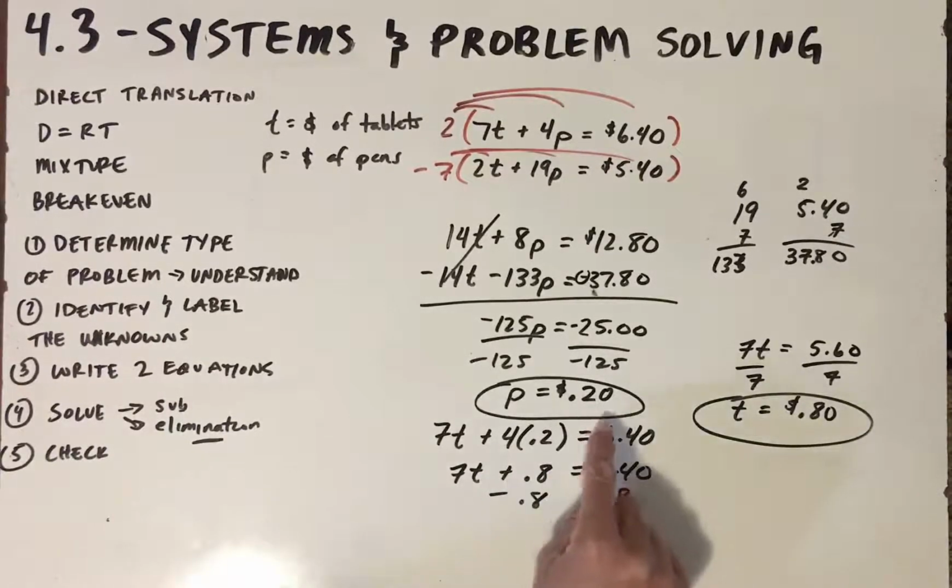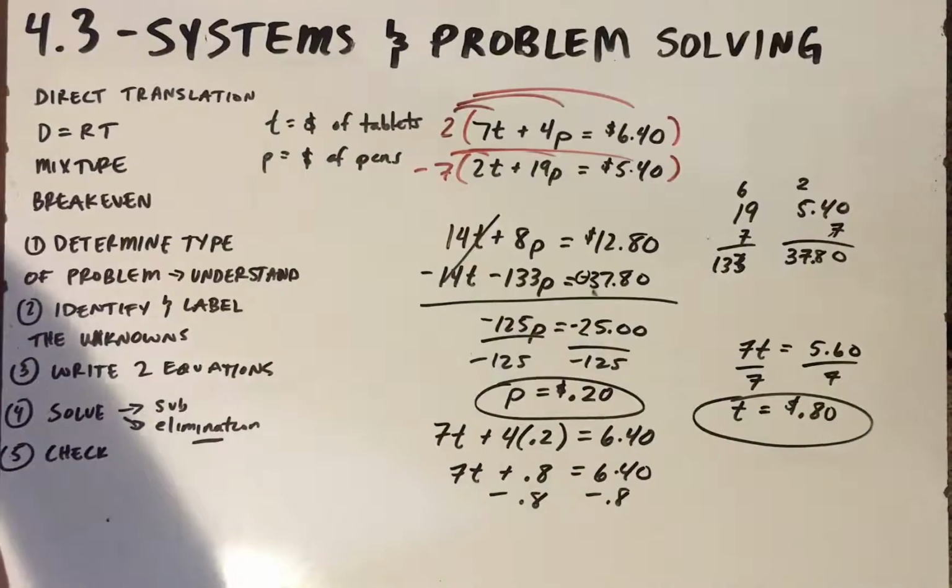So pens cost 20 cents and tablets, writing tablets or notebooks, cost 80 cents a piece. All right, and the question said find the price. So the price is the unknown, not the number. Again, apologize for that. All right, the next problem is a mixture problem.